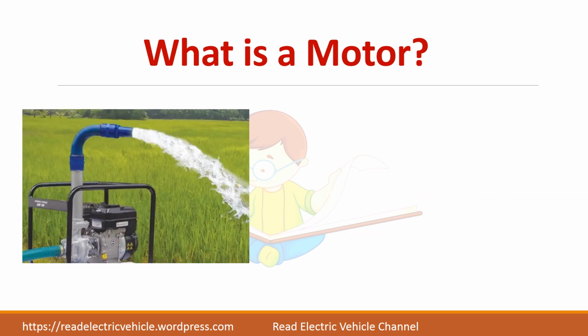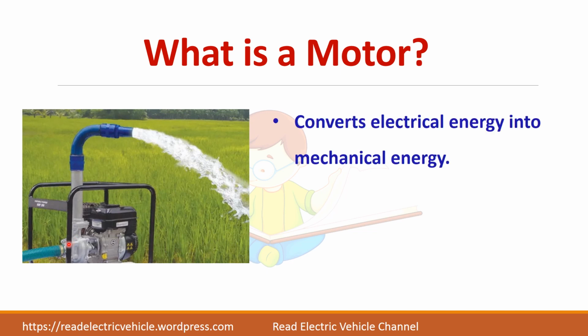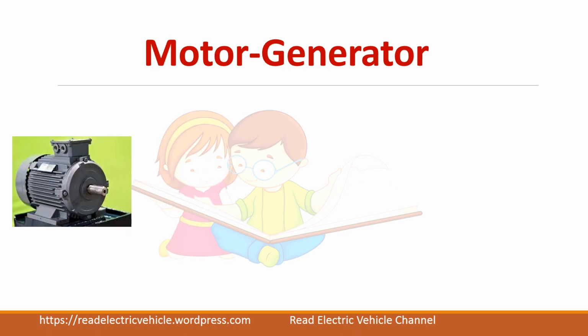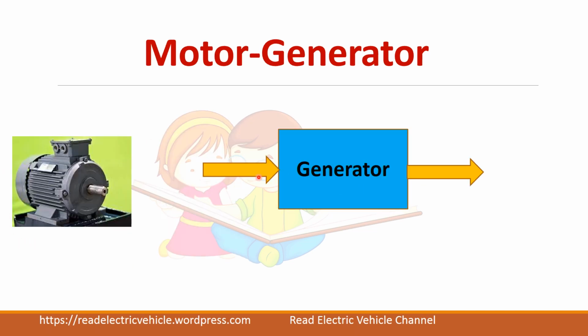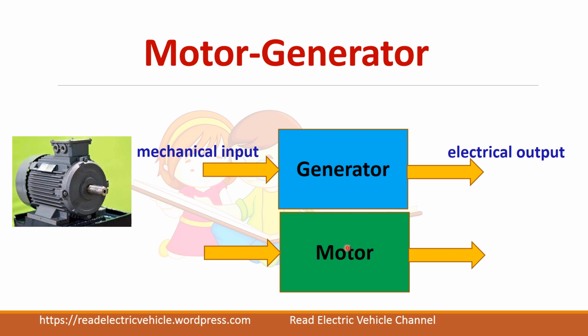What is a motor? A motor, we know, needs electrical input. That is, only when there is a power supply will our motor work. So it converts electrical energy to mechanical energy. In a motor-generator set, a generator, if you give it a mechanical input, will give you electrical output. A motor will be given an electrical input and it will give you a mechanical output.